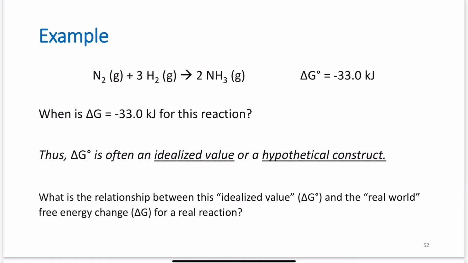Let's say we have a system of N2 gas plus H2 gas giving me NH3. We can see here that 1 mole of N2 reacts with 3 moles of H2 to produce 2 moles of NH3. It's a very famous process called the Haber process for the production of ammonia. It gives me the delta G naught, or delta G standard, to be negative 33 kilojoules, which means it's also a spontaneous process. When delta G is negative for this process, I don't care about the value itself, I just care about the fact that it's negative. It means this is a spontaneous process.